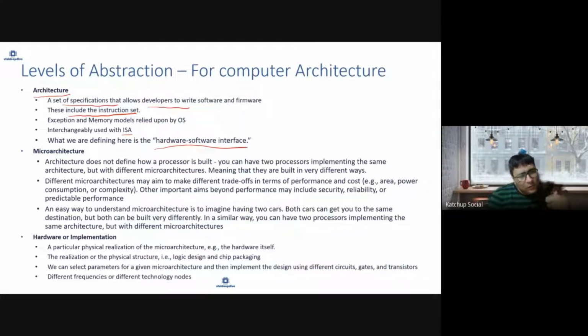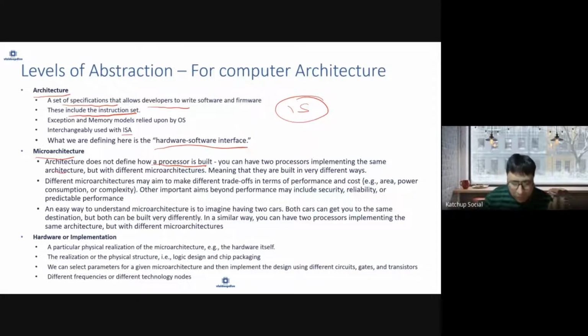Then, at a slightly lower level of abstraction, is what is known as microarchitecture. Architecture defines the instruction set. It does not define how your processor is actually built. You can have two processors implementing the same architecture, the same instruction set, but with different lower-level details. So they have different microarchitectures; they were built in different ways.